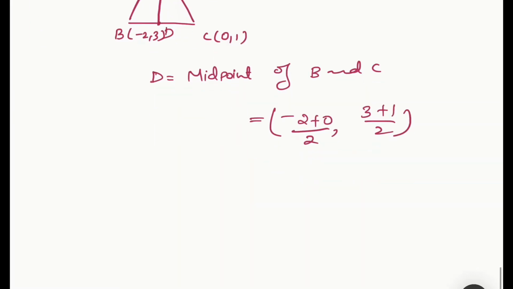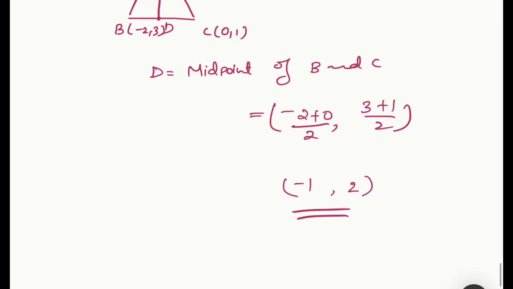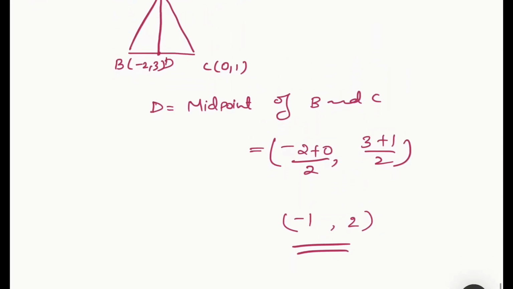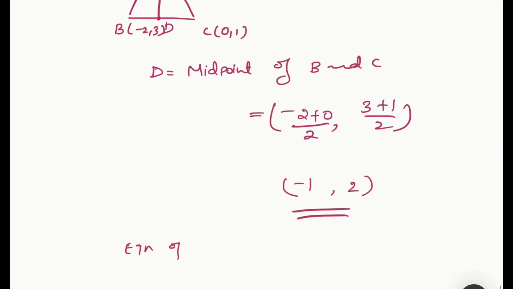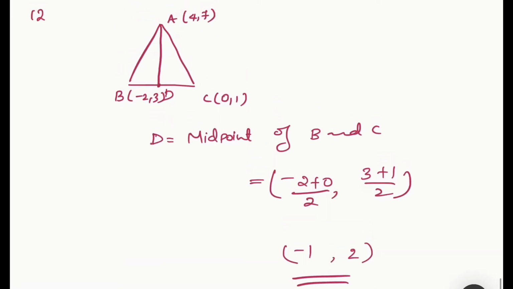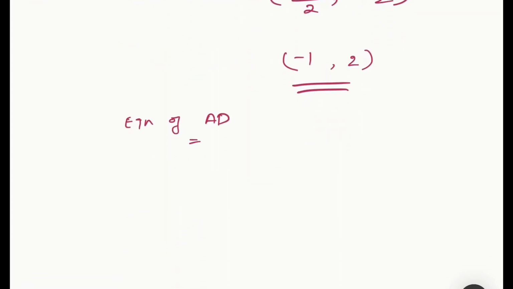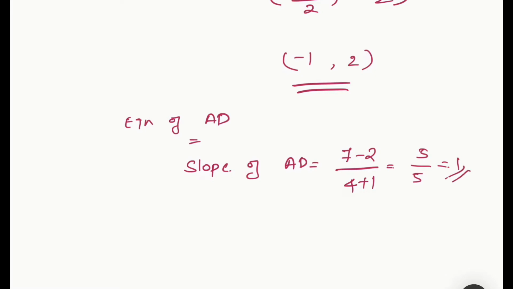So, what do you get? Minus 1 and 2. Minus 1 and 2 will be your midpoint D. So, the equation of line AD, first we need to find the slope. Slope of AD is equal to, what's our point? 4 and 7, so we have 7 minus 2 by 4 minus minus 1, that is 4 plus 1. 7 minus 2 is 5. 5 by 5 equal to 1. Slope of AD is 1.